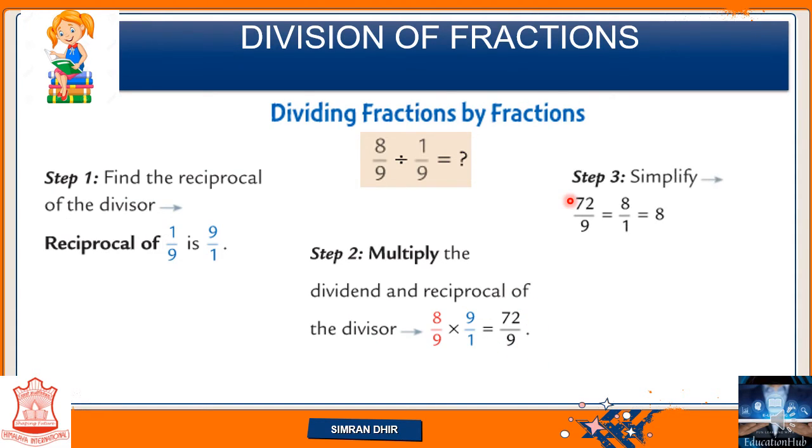Now we can clearly see that 72/9 is not in the simplest form. Lowest term में नहीं है ये. So we are going to convert it into lowest form. How? We are going to divide the numerator and the denominator by 9. So 72 divided by 9 will be 8 and 9 divided by 9 will be 1. So 8/1 we can also write it as 8. So 8 is our answer.